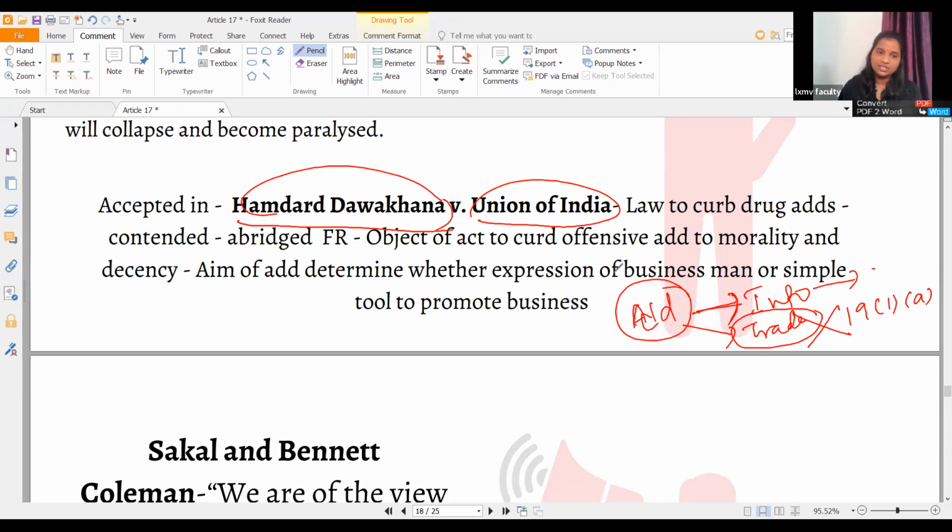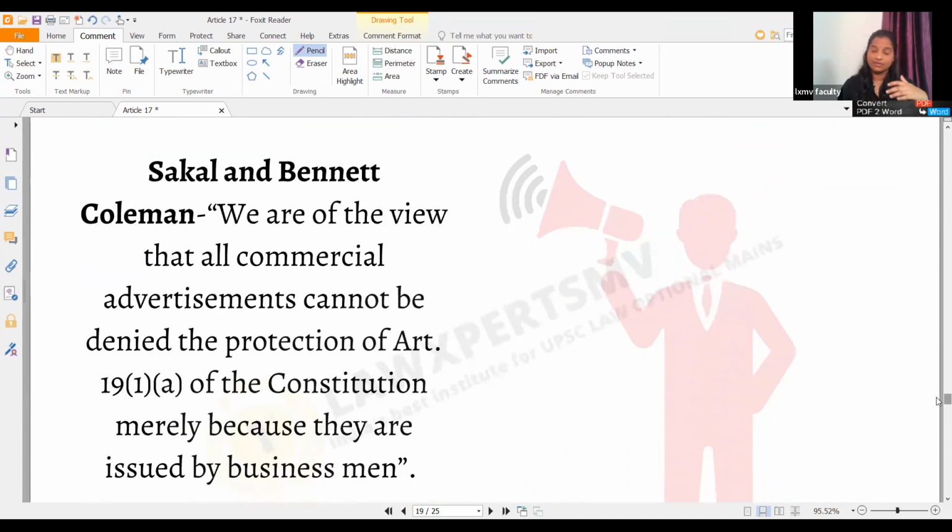Why so? Because there was a law passed to curb ads which were obscene, offensive, and against morality and decency. The court upheld this law and stated that any ad which is promoting only trade can be curtailed. So that was the ruling. But you have another case law, which is Tata Press and Bennett together.